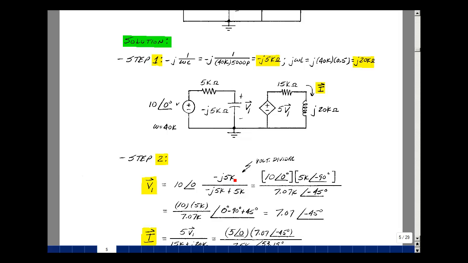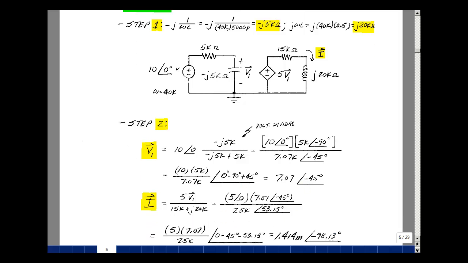Let's do division here. Let's put things into polar form. So I have 10 at angle 0, and this becomes just 5,000 at angle minus 90. This is what to put into our calculator. So real part, imaginary part, which is minus 5,000. Magnitude is bigger than 5,000. The angle is going to be in the fourth quadrant, but actually be negative 45 degrees, because these are the same length. So I'll take the ratio here of 10 times 5k divided by 7.07k, and I wind up getting 7.07. The angles of the numerator add, minus the angle of the denominator, so I get minus 90 plus 45, or minus 45.